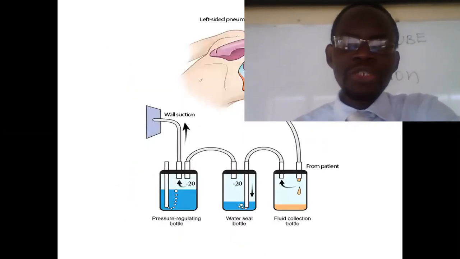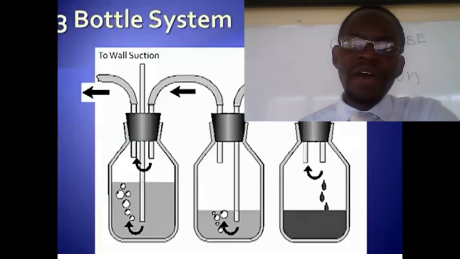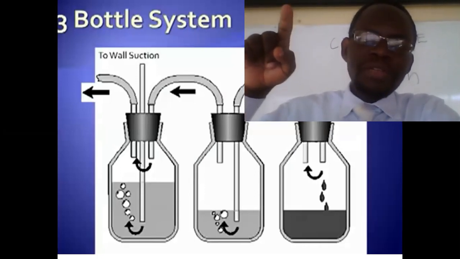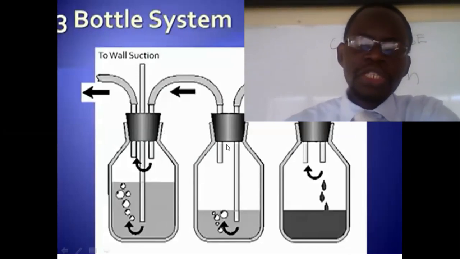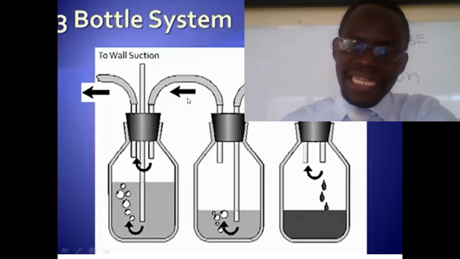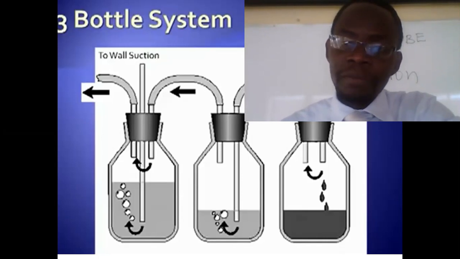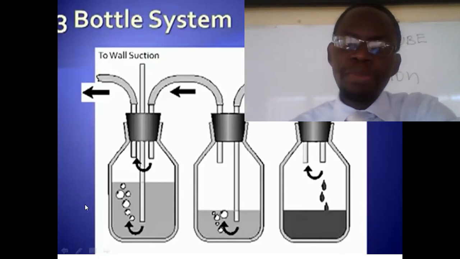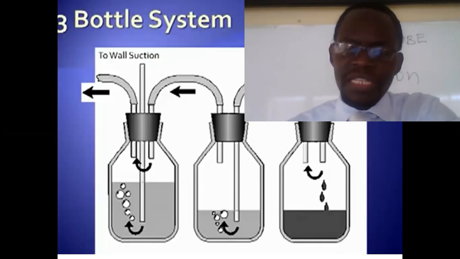Maybe one thing I should have mentioned is that within the water seal chamber, we usually have what we refer to as tidling. In other words, as the patient breathes in, you see some water going up, and as they breathe out, you see some water moving down via this tube here. That is what we refer to as tidling. So you see tidling within the water seal chamber, and you are supposed to see some continuous bubbling within the suction chamber.